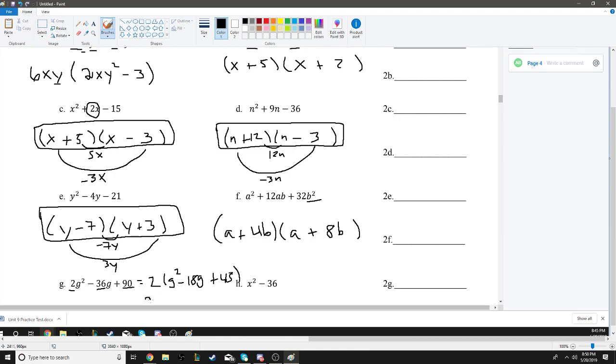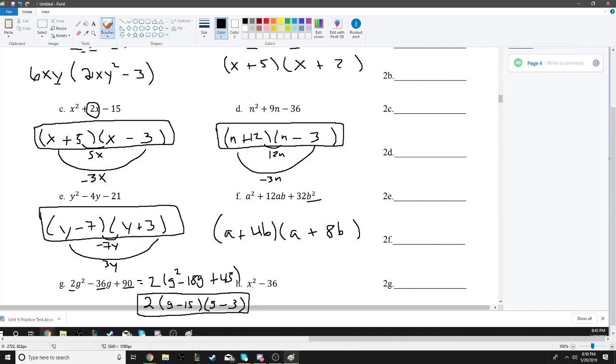So the 2 still goes in front, but now I need to guess and check. The front need to multiply to be g squared, so they're both g and g. The back need to multiply to be 45, so I'm thinking 15 and 3. And they both need to add to be a negative 18, so I think they're both negative. And you should check it.